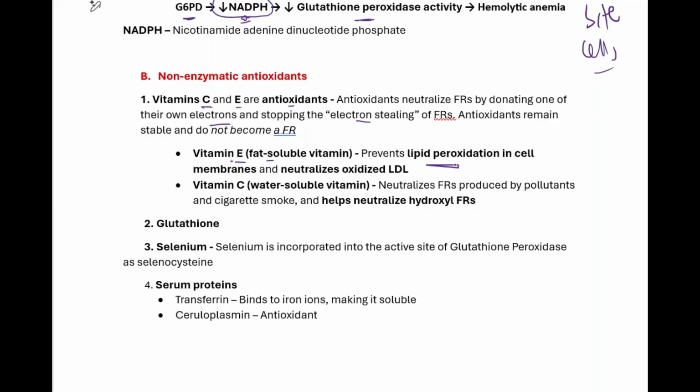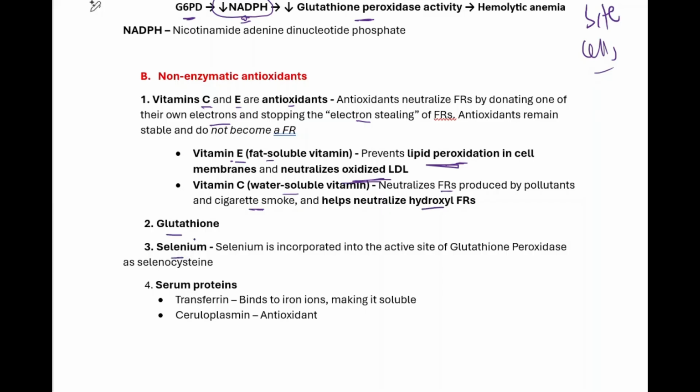They love that, right? So it helps to prevent lipid peroxidation, and it will also help to neutralize oxidized LDL. Whereas vitamin C, a water-soluble vitamin, helps to neutralize free radicals produced by pollutants or cigarette smoke. That's why people who smoke cigarettes could be deficient in vitamin C, because they are using up their vitamin C to neutralize free radicals. It will also help to neutralize hydroxyl free radicals. Well, we spoke about glutathione already.